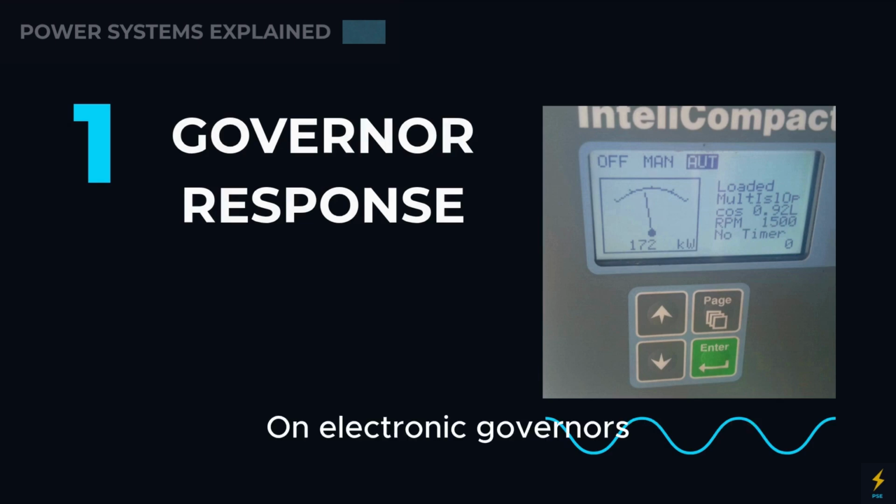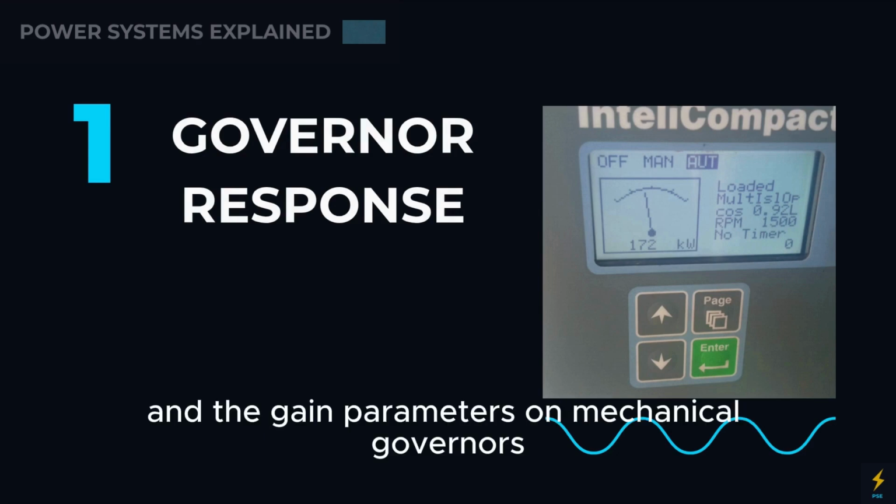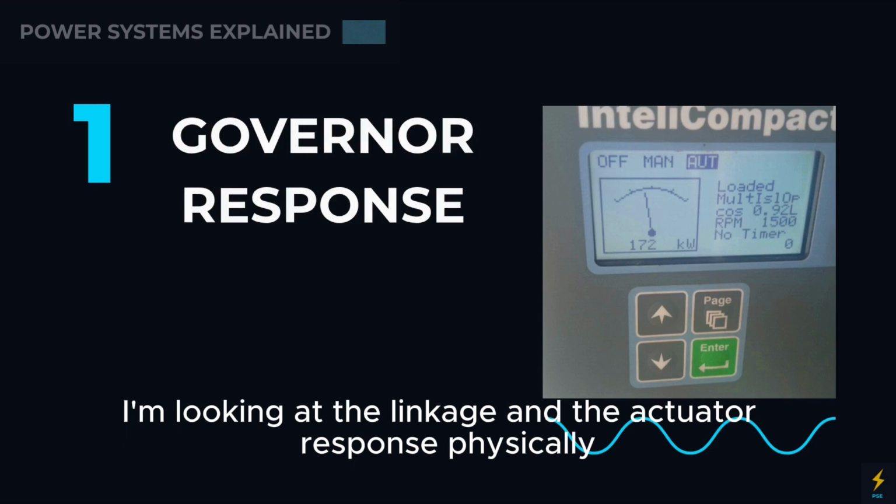On electric governors, I'll connect to the governor controller and check the droop settings and the gain parameters. On mechanical governors, I'm looking at the linkage and the actuator response physically.